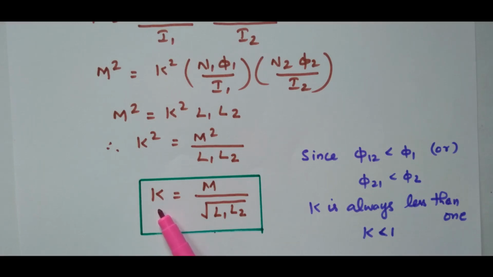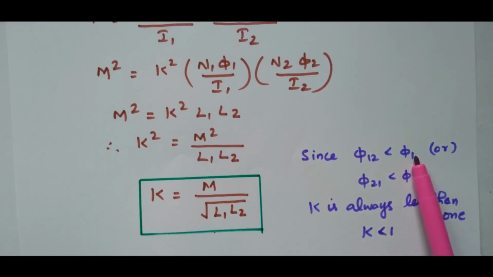From that we can find how much coil 1 and coil 2 are coupled together. It is always less than 1. Why? This phi 12 is less than phi 1, because only part of phi 1 is linking as phi 12, so this value is always less than the total flux. Similarly, phi 21 is always less than the total flux phi 2. So based on that, K is always less than 1. Now we'll see a problem based on self-inductance, mutual inductance and coefficient of coupling.